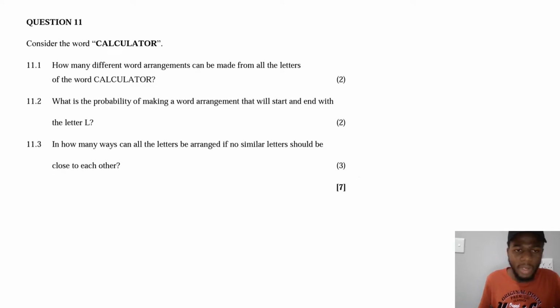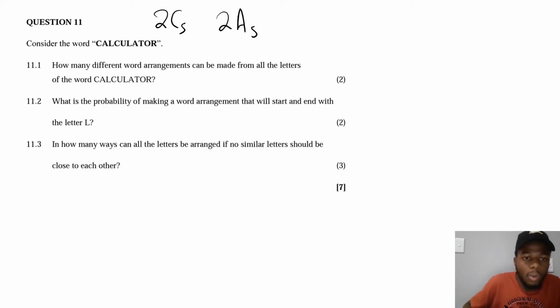How many letters do we have in this word? I think we have 10 letters. Then how many are repeating? We can start with C and C. We have two C's. Those that are repeating also include A and A, so we have two A's. Also L and L, so it will be two L's. The other letters are not repeating, so we'll leave them the way they are.